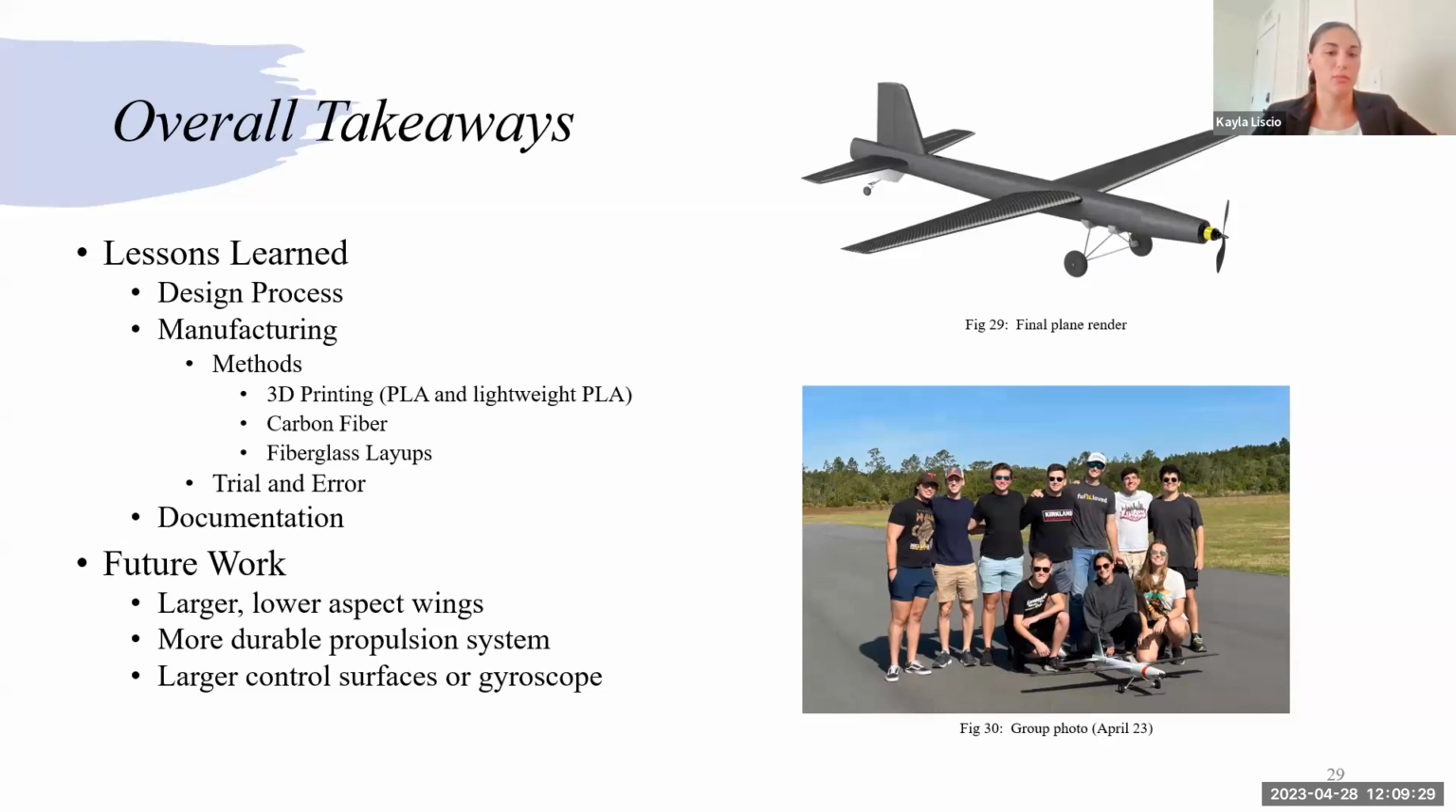In the future, we think that a larger, lower aspect ratio would be better. Also a better propulsion system, since we had the most trouble with our motors after the nosedive, since they were taking the full force of the impact. And then larger control surfaces, or maybe the use of a gyroscope would help to increase control and maneuverability, but the gyroscope would have to be placed perfectly so that it would not work against the pilot like it did in our first iteration.